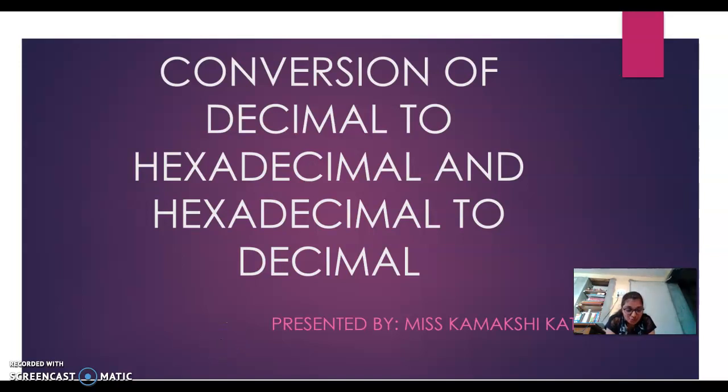Here I come up with another two types of conversion. The first one which I am going to discuss here is conversion of decimal to hexadecimal, and the other one is conversion of hexadecimal to decimal.